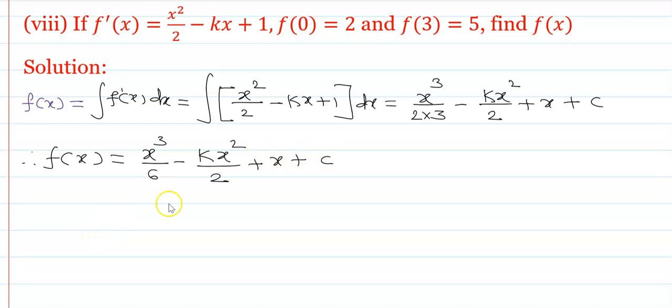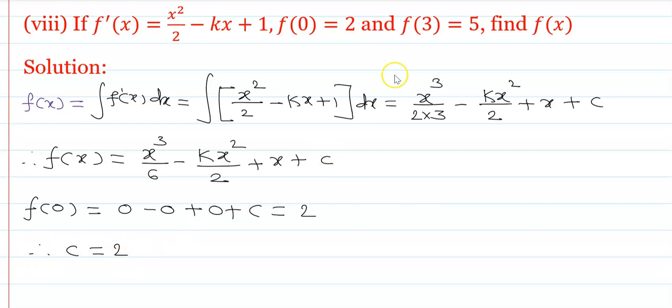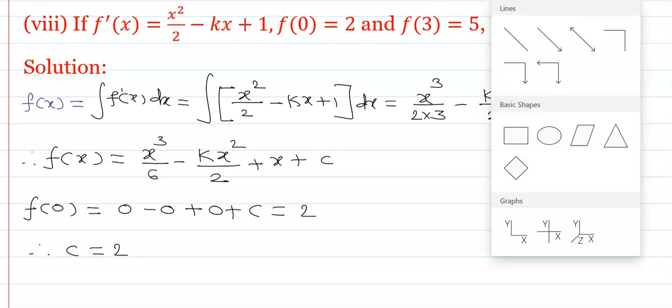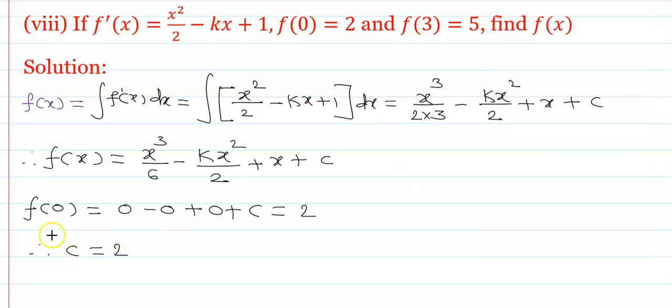Now their values, f of 0 is 2. Replace x by 0. f of 0, x by 0 means what? First this will become 0, second will become 0, third will also be 0, plus c. But what is f of 0? f of 0 is 2, and hence c is equal to 2. Okay, c is equal to 2. This is the value of c.